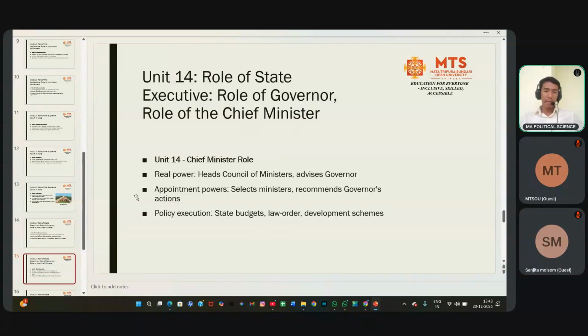Who does the chief minister appoint? He appoints the ministers. The ministers are appointed by the chief minister, and he keeps giving recommendations and advice to the governor for work. So they work together with the governor. Policy execution and state budget: the chief minister makes and finalizes the state budget. Law and order: how to maintain law and order in the state is the work of the chief minister. Development schemes: providing new schemes or development schemes is also the role of the chief minister.